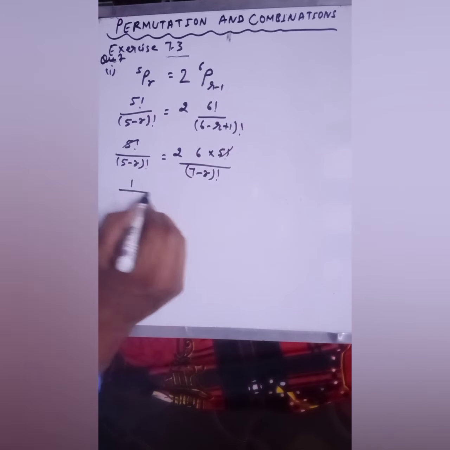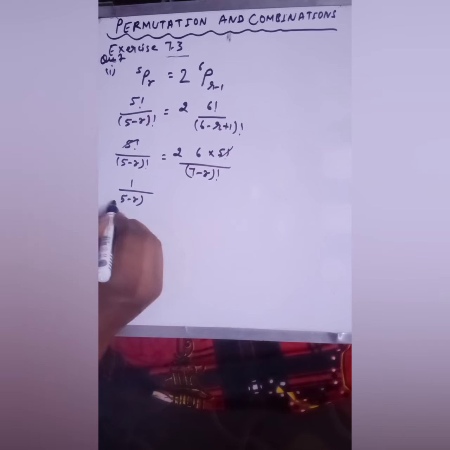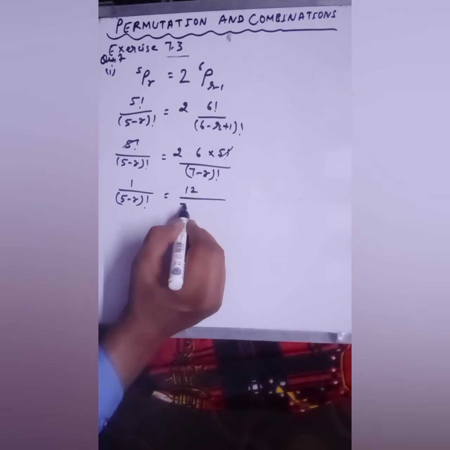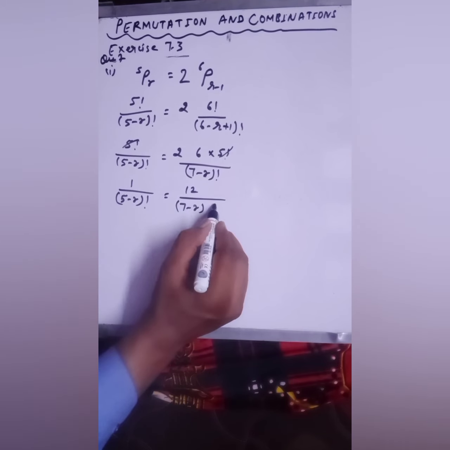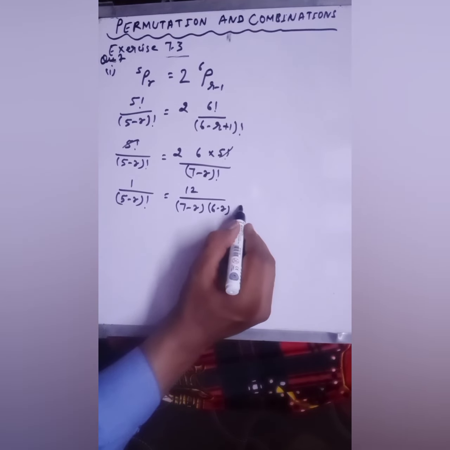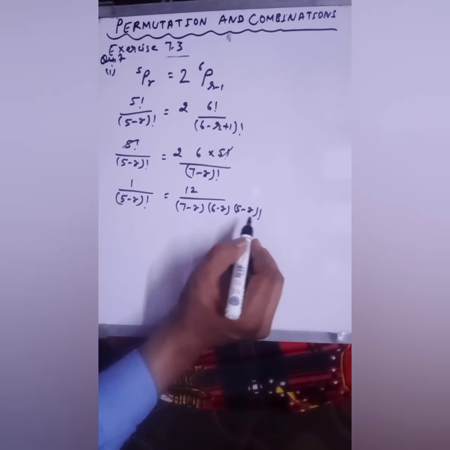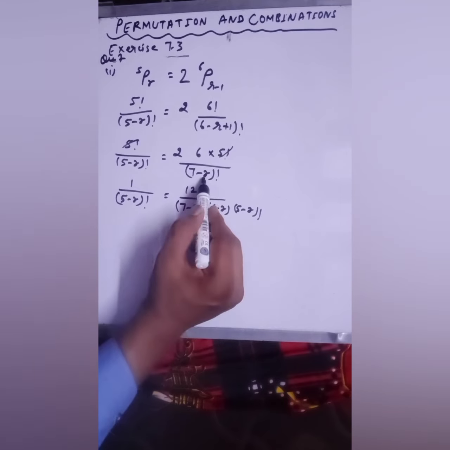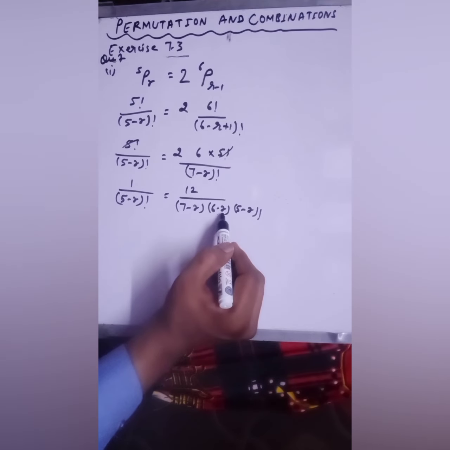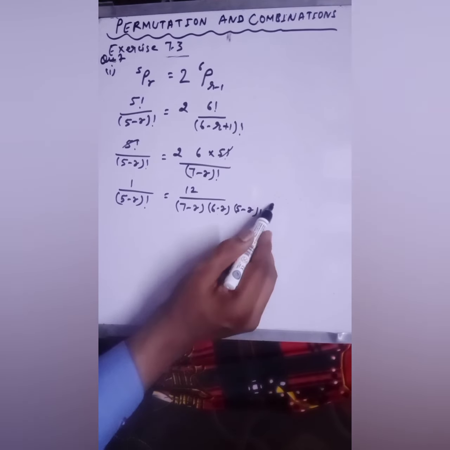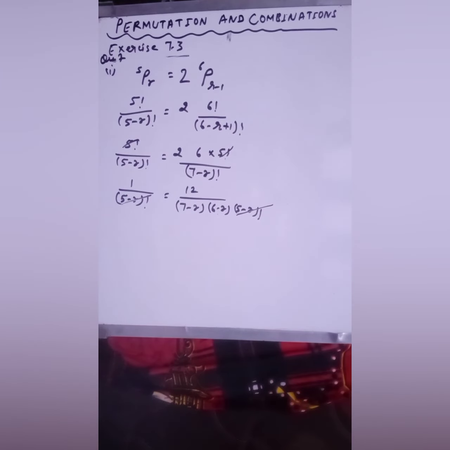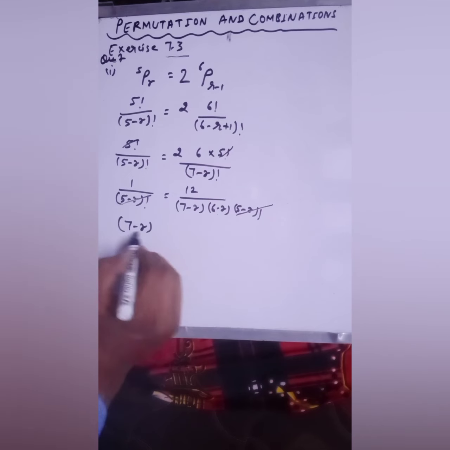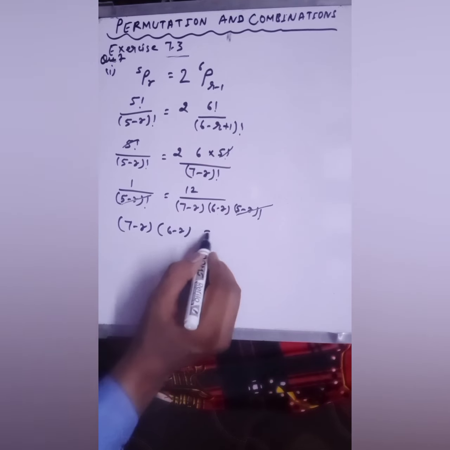So what you have to do, keep this the same. This would be 12, and this can be done as (7 minus r)(6 minus r) in the next step, (5 minus r) factorial, because you have to decrease one step. So when you subtract 1 from this term, you will get 6 minus r, and when you subtract 1 from this, you will get 5 minus r. So this and this will cancel out. Got it? So now you just have to cross multiply, and after multiplication you will get this step.